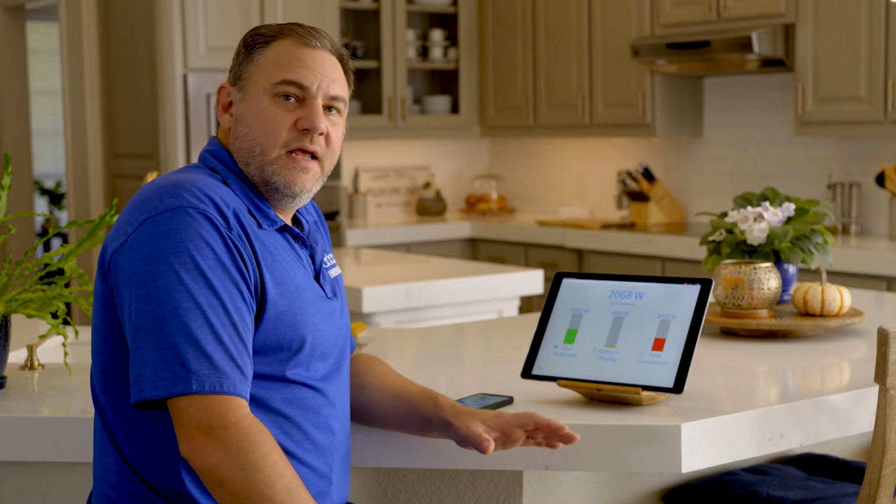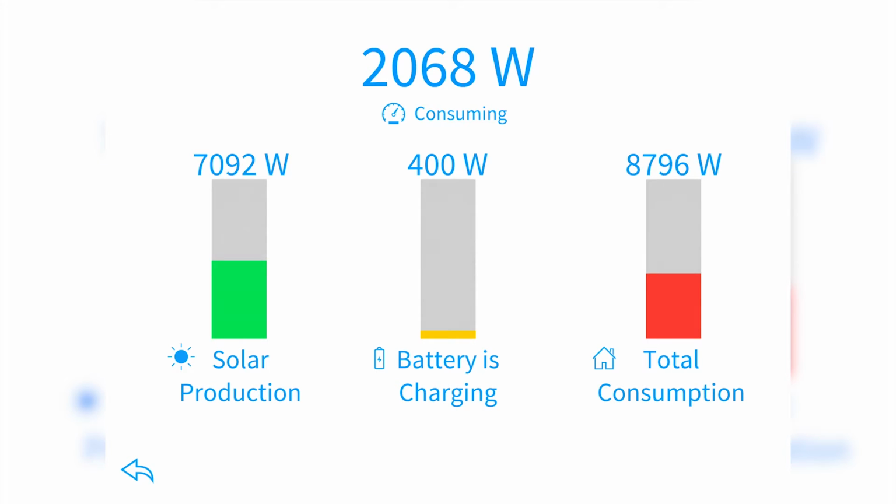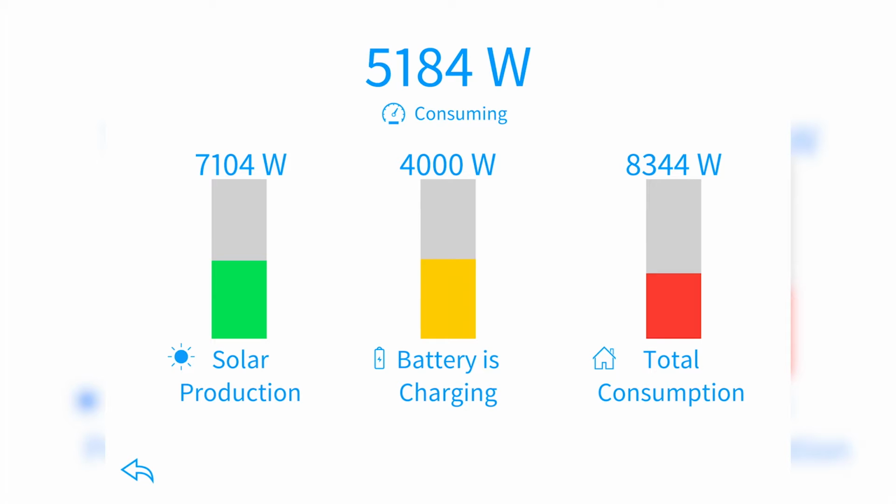We have that visibility into what's going on with the whole home in terms of the power from the grid, the actual battery and what it's doing, as well as solar power. So here you can see that the total consumption is a little over 8,000 watts. The battery is discharging at around 3,800 to make up the difference, and then solar production's around 7,000.